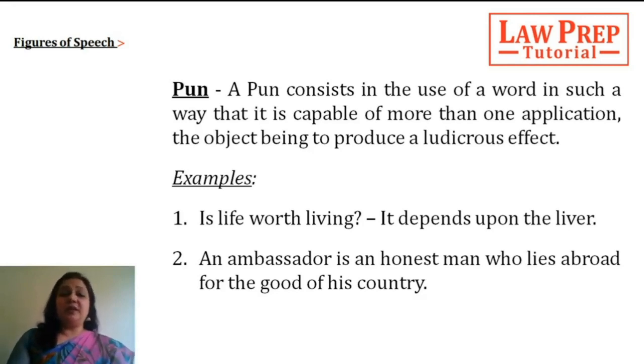So the second example that I've quoted: an ambassador is an honest man who lies abroad for the good of his country. Ambassador is an honest man and he lies abroad, means he lies outside his country for the good of his country. Lies here has two meanings. He speaks lies, right? And second, he sleeps. That is, he's lying there, resting there. He's living in some other country and he's speaking falsehood in some other country and he's doing everything for the good of his country.